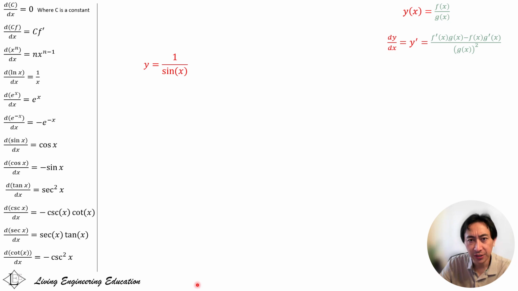Okay, so let's take a look at some more examples. All right, so in this example, we see a numerator with a constant. Oftentimes we'll see something like this, and you can simplify the quotient rule and just get rid of this first term.